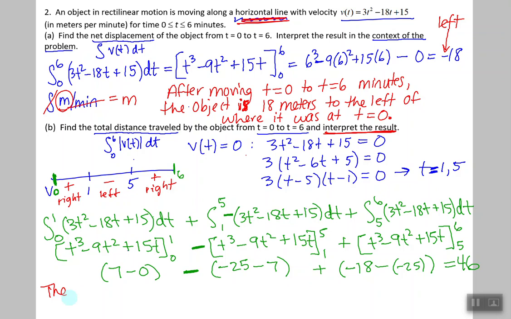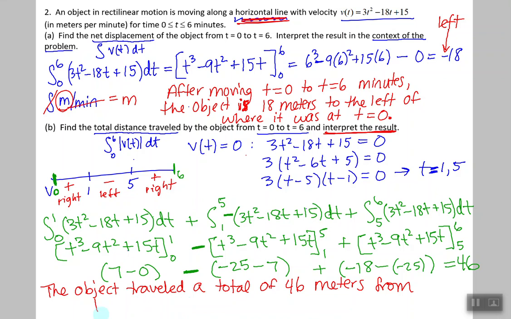So let's write about that. The object traveled a total of 46 meters. Still, we're integrating meters per minute, which leaves us with just meters, from t equals 0 to t equals 6 minutes. Remember, we use units for all the numbers involved in our integral.